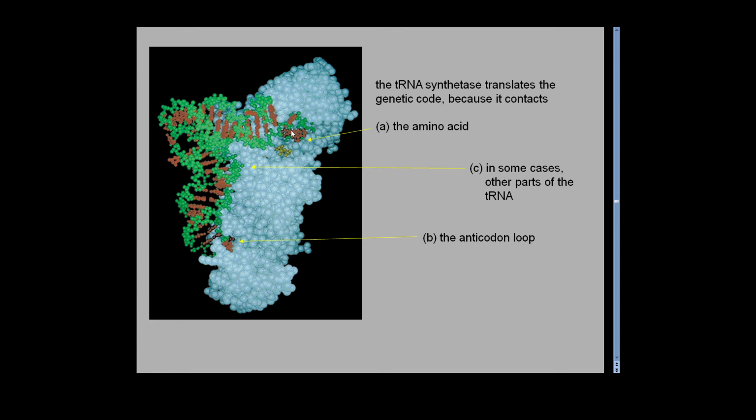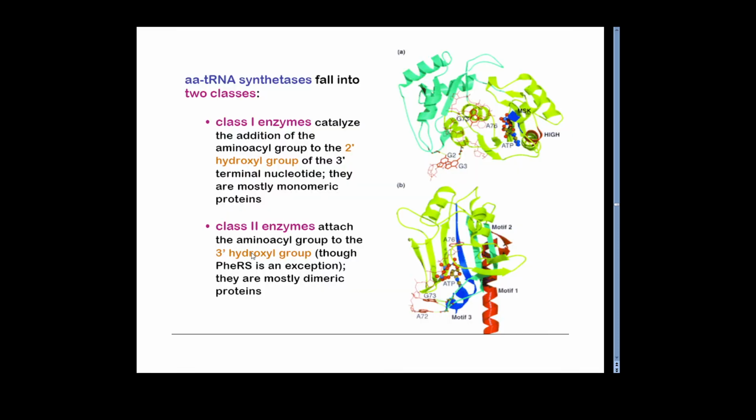This is one, with the 3' end and specifically recognizing part of the anticodon loop. There are two types of synthetase. Class one attaches the aminoacyl group to the second carbon group, class two to the third carbon group.